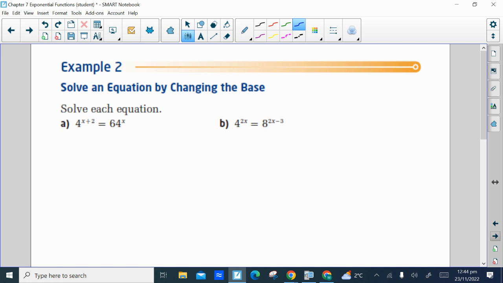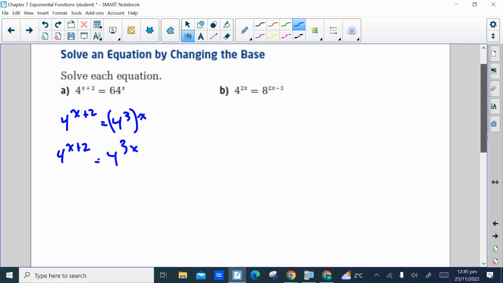So now let's apply this to solving exponential equations by changing the base, by expressing both sides with the same base. So in this case here, you could actually express both sides with a base of 4, because 4 cubed is 64. And so on that right side, when you have one exponent raised to another, you multiply the exponents, keep the base the same.